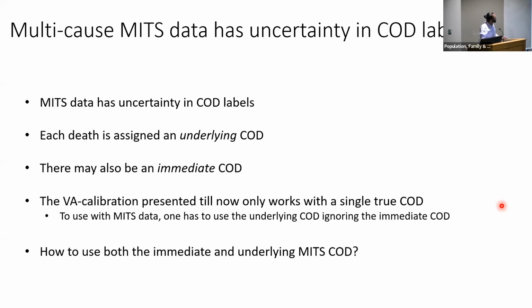And so the calibration we presented so far only works on a single true cause of death, because the error matrix is formulated based on what each true cause of death is. So the question was how to extend it to use the fact that both the underlying or the immediate cause of death could be the true underlying cause of death.